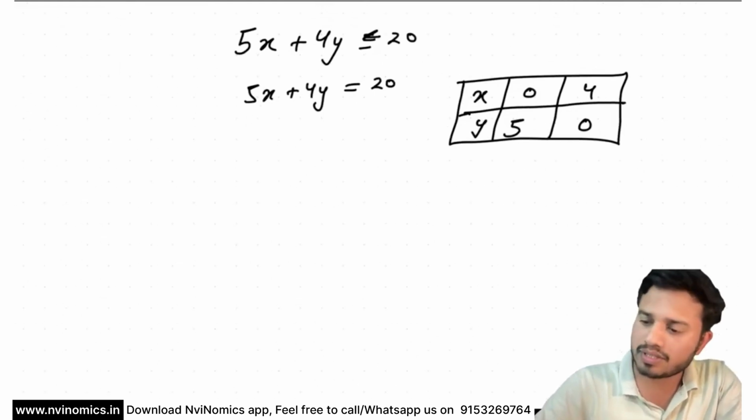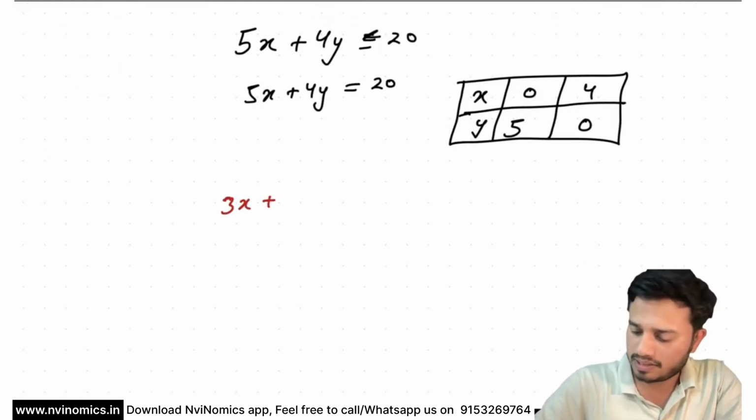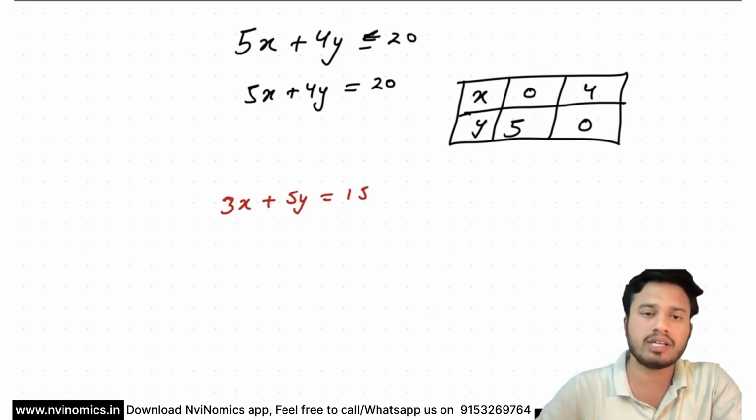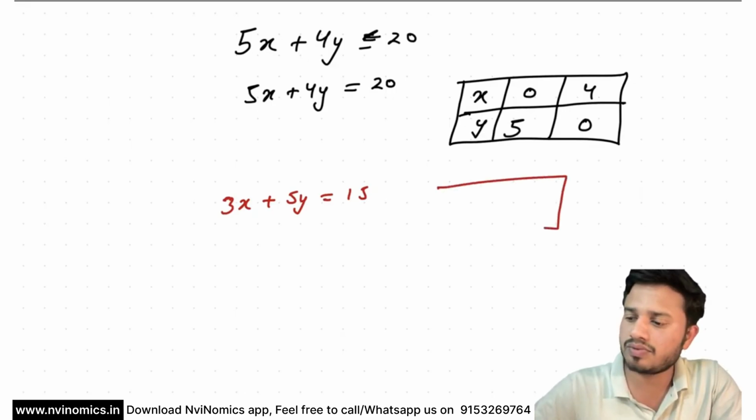The second equation is 3x plus 5y equals 15. It is actually less than or equal to 15, but I'm telling you again that you have to just look for equalities. Okay, let me write it.